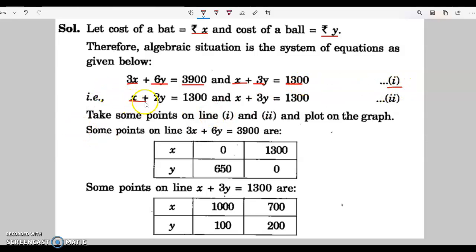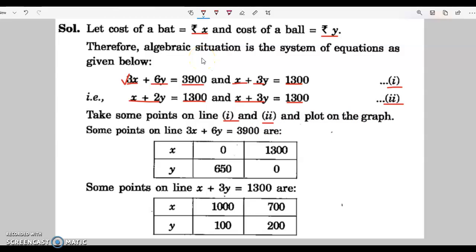Now let us take x plus 2y equals 1,300 by taking 3 common from this step. And here you get x plus 3y is equal to 1,300 itself. So this is equation 2. So let us take some points on the line from equation 1 and equation 2 and plot them on the graph. This is the geometrical explanation.